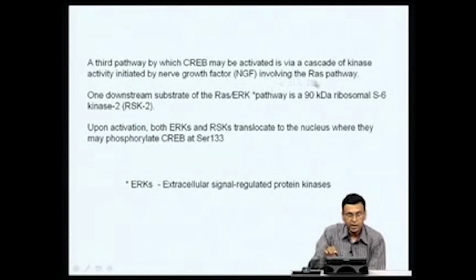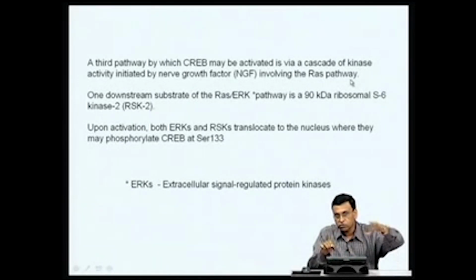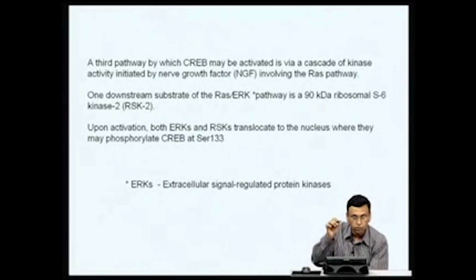A third pathway by which CREB may be activated involves a cascade of kinase activity initiated by nerve growth factor involving the RAS pathway. In the schematic I had shown in the earlier slides, the third pathway involves the RAS pathway which involves growth factor signaling.